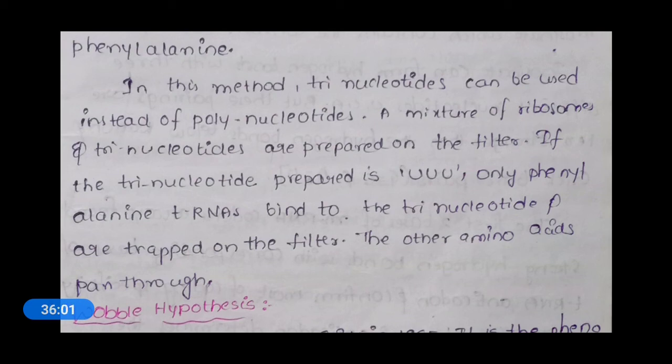They used a mixture of ribosomes and trinucleotides, and prepared this on the cellulose filter paper, and the trinucleotide prepared is UUU. Only phenylalanine tRNA binds to the trinucleotide and is trapped in the filter, and other amino acids pass through the filter paper. By this method they also identified different amino acids.